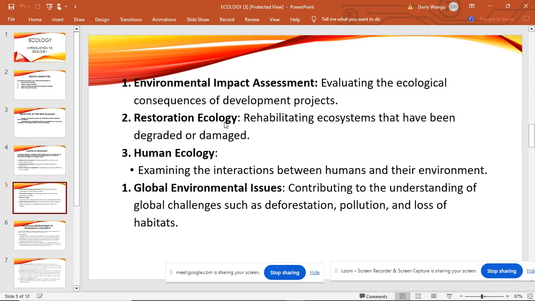Then environmental impact assessment. This is evaluating the ecological consequences of development projects. We have restoration ecology. This is rehabilitating ecosystems that have been degraded or damaged. Then we have human ecology. This is examining the interactions between humans and their environment. Number one, global environmental issues. These contribute to the understanding of global challenges such as deforestation, pollution, and loss of habitats.